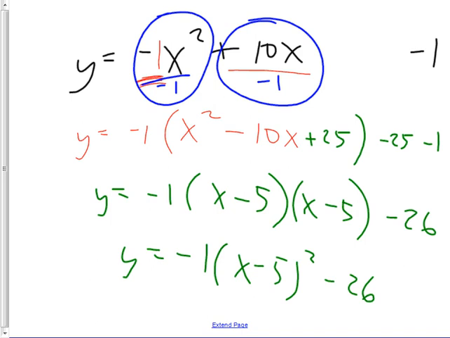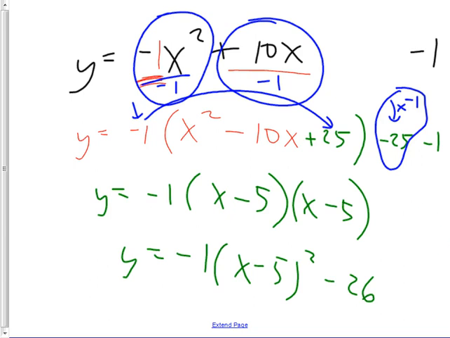But what's wrong? Where? This -25 right here has to be multiplied by whatever's out in front. So I multiply this times -1. So that should become positive 25. Why? Because it needs to balance out this one, which becomes -25. Okay? So positive 25 minus 1 makes positive 24. You are so right. And I was hoping somebody would catch that.